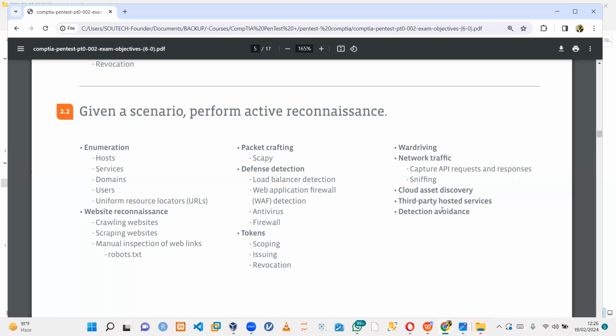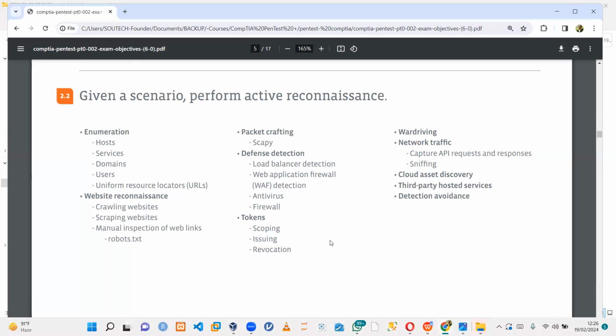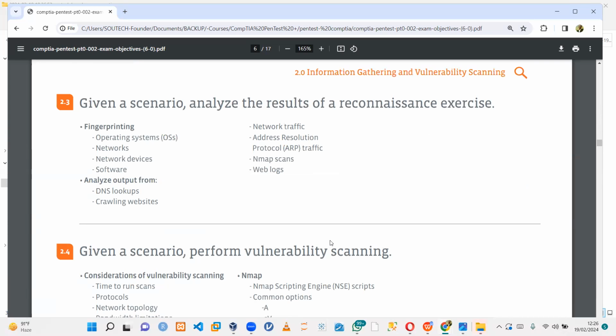Take, for instance, some applications where, if you're doing something like a brute force attack or making login attempts, it's going to detect that something is doing what is irregular, and it's going to block you off. You want to have an understanding of all of this. And that's what you learn in the scenario, perform active reconnaissance. So in any of these scenarios, can you do reconnaissance? Then, given a scenario, analyze the result of a reconnaissance exercise.